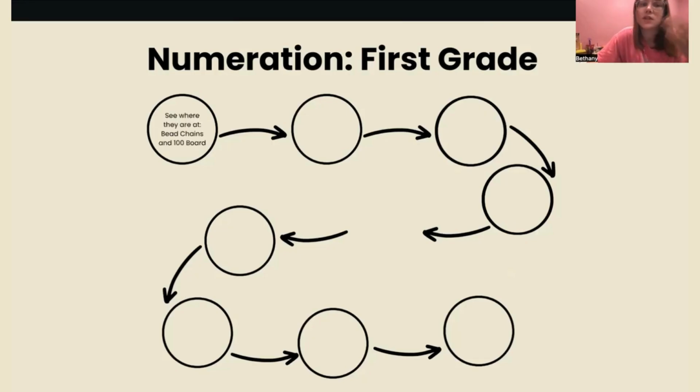So the first thing, you have to see where they're at. For the first graders, you have to see, okay, what bead chains do you know? What bead chains have you completed? And the 100 board. It's always interesting.